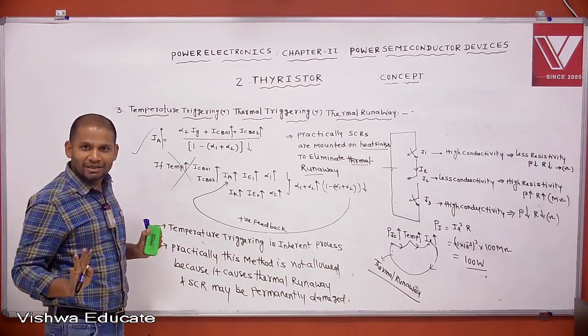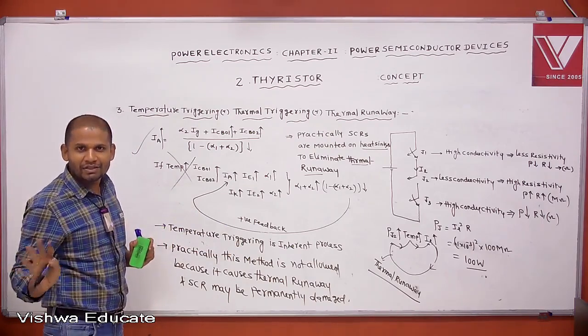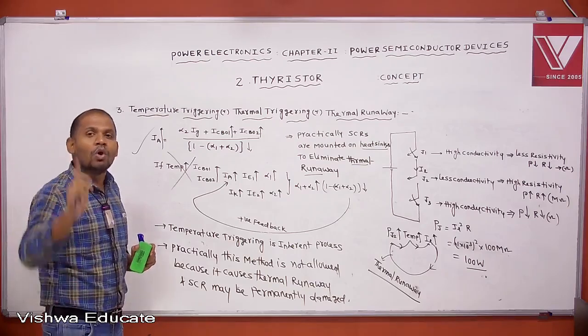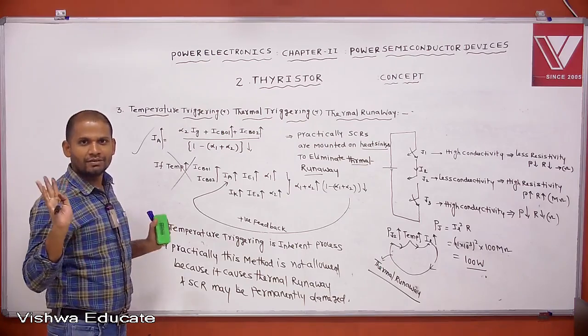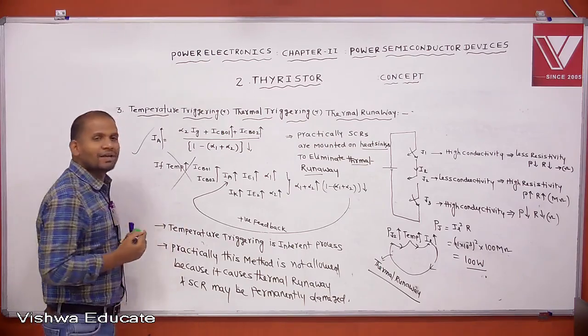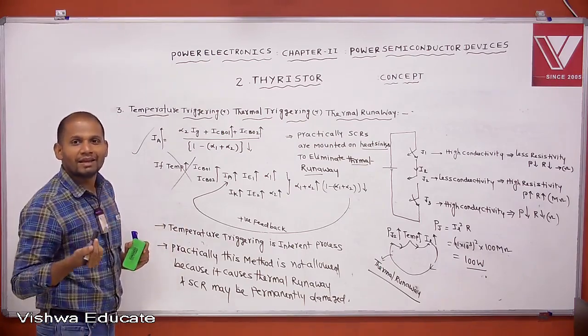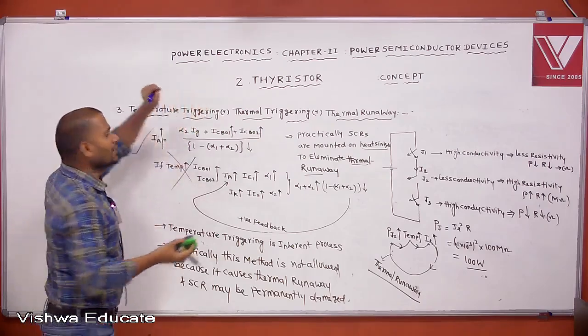Except gate triggering method, in all the remaining triggering methods there is no need of any gate supply. Only in gate triggering can we use the gate supply. Clear? Then you go for another triggering method, that is nothing but the light triggering method.